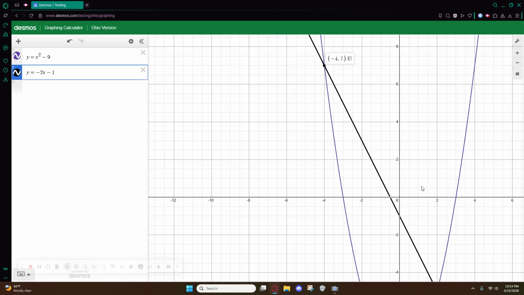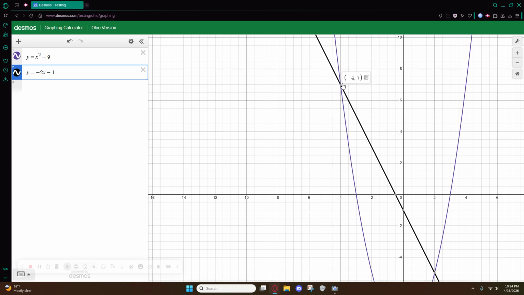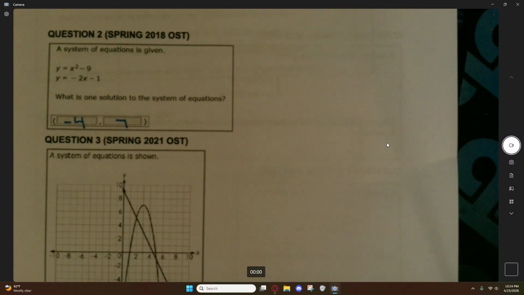So you can either go with negative 4, 7, or you could go with 2, negative 5. Whichever one you want to pick is what you go with. I'm going to go with negative 4, 7. And I'm going to lock that in, and we're going to be good.